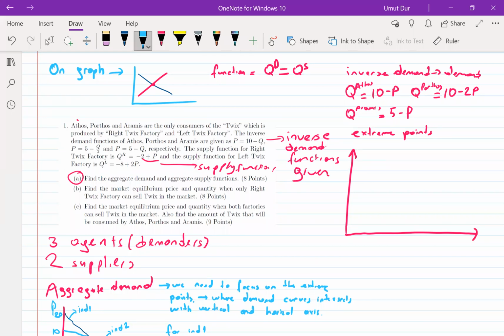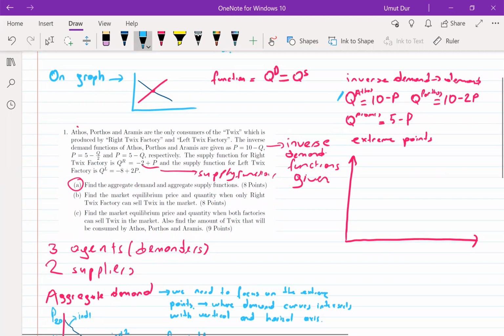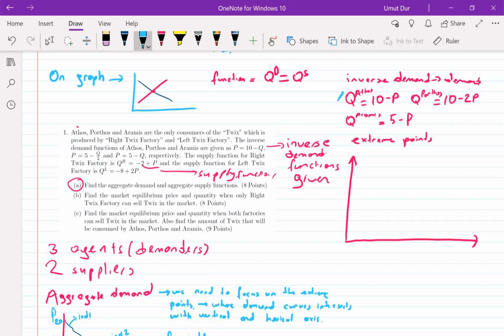So let me use all different colors. For Athos, I will use light blue. So when the price is 10, Athos will have no demand, and the maximum amount that he will demand is 10, which corresponds to when price is 0. So let's try to draw the curve for Porthos. It will be dark blue.